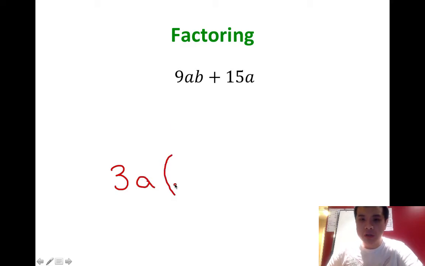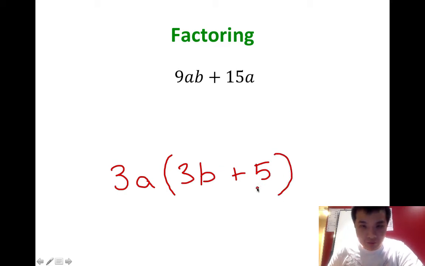What we're left with inside this binomial is 9 divided by 3, which is 3. We don't include the a because the a was taken out, but the b wasn't taken out, so we're simply left with b. After that, we still have the plus sign. 15 divided by 3 is 5. A divided by a, so we can get rid of the a. We're simply left with 3a times (3b plus 5). So this is essentially the reverse of distribution.